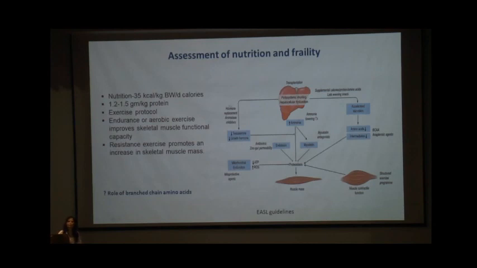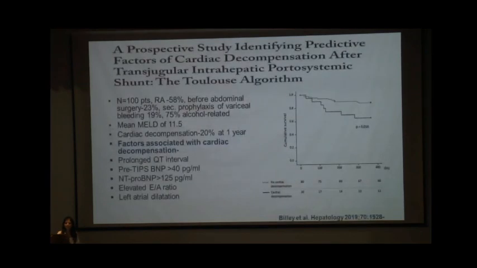And slowly they become frail. So it is important that you put them on a good exercise protocol, which should include both aerobic and resistance exercise, to reinforce these important features which will improve sarcopenia and frailty in these patients. And the role of branched-chain amino acids again looks very promising, but there are no large randomized controlled trials to suggest the benefits in refractory ascites.